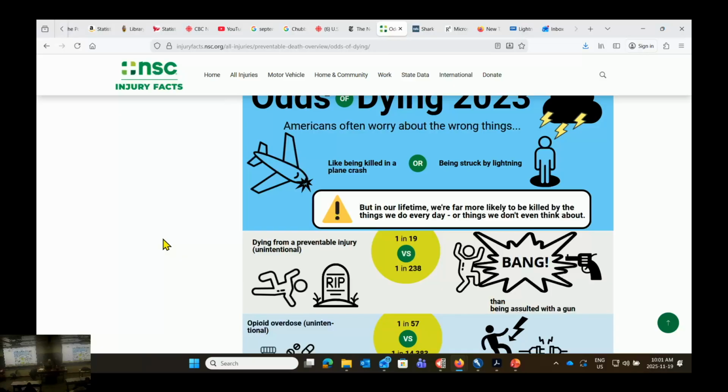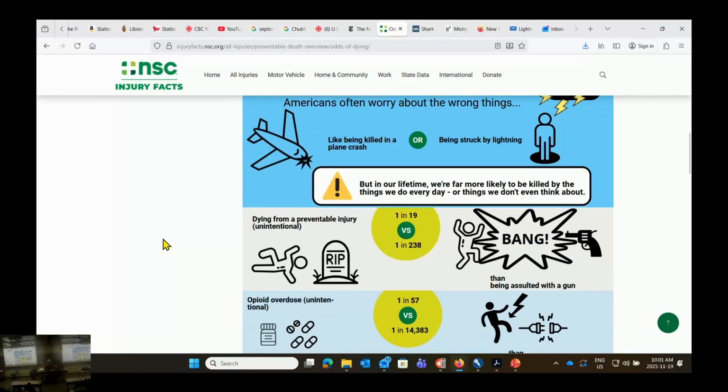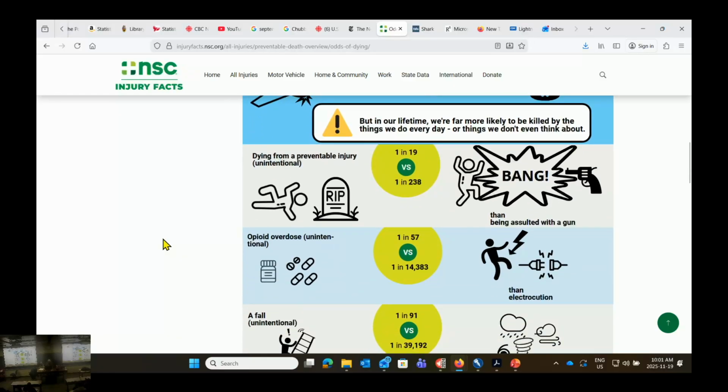Okay, good. And let's go to the opioid overdose there: 1 in 57, versus dying from electrocution, which is a little over 1 in 14,000, or about 1 in 14,000.